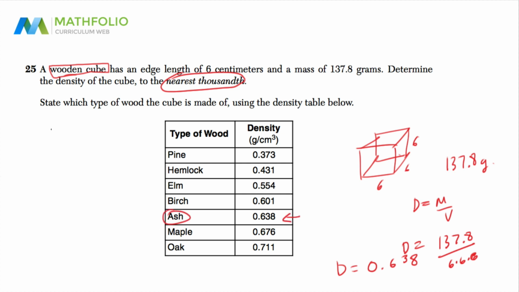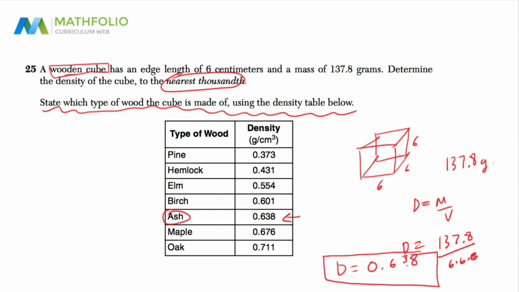So it's ash, and it says state which type of wood the cube is made of using this. If we don't do this, we are losing 1 out of 2 points. So we found the density. Could also put units in there, which is grams per centimeter cubed. And so that's probably for 1 point with the work. And then we've got to say the type of wood is ash. And that's it. Question number 25.